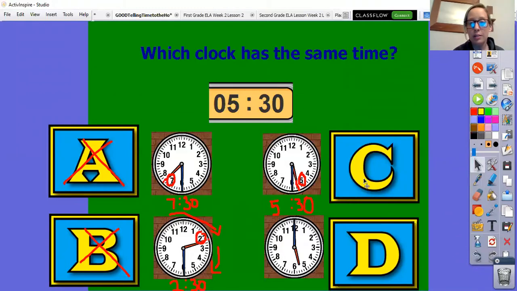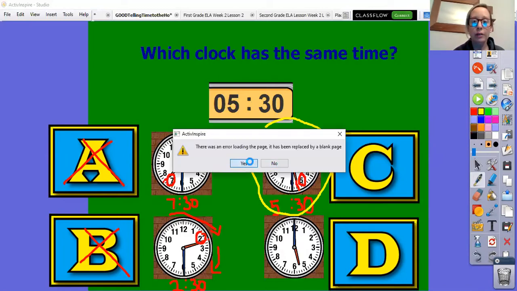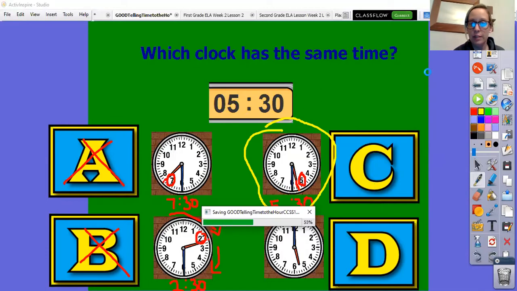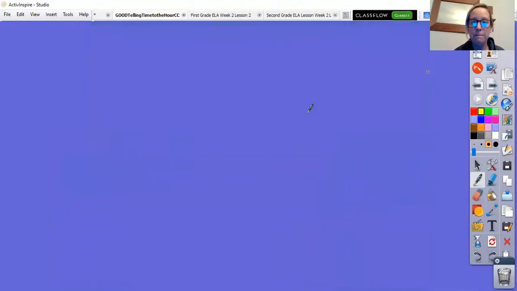It does. Well, it's not going to let me do that, but we know that this one is the answer. Let's see if it's going to let me. There we go. So this clock is the right answer. This one matches this one. So this clock right here matches this digital time there. Something's happening. Hang on just a second, friends.